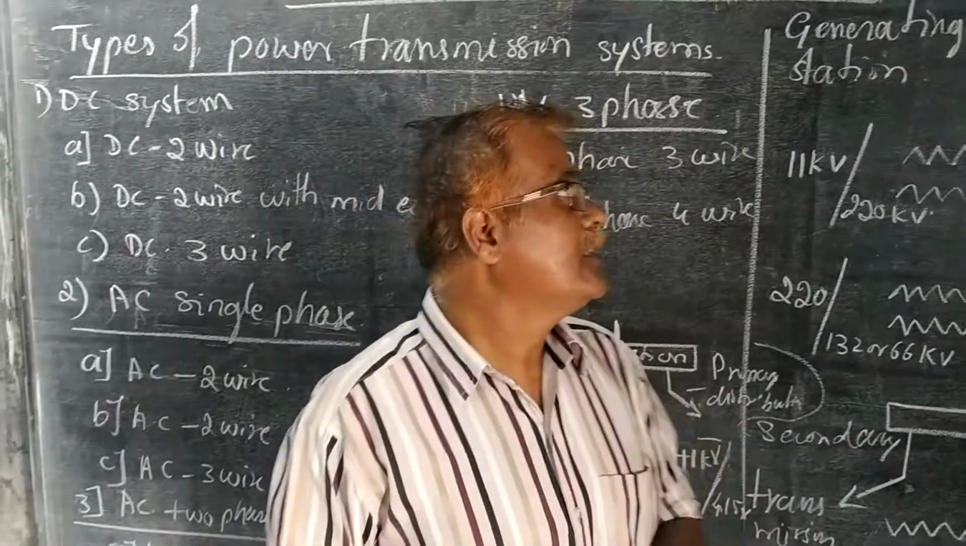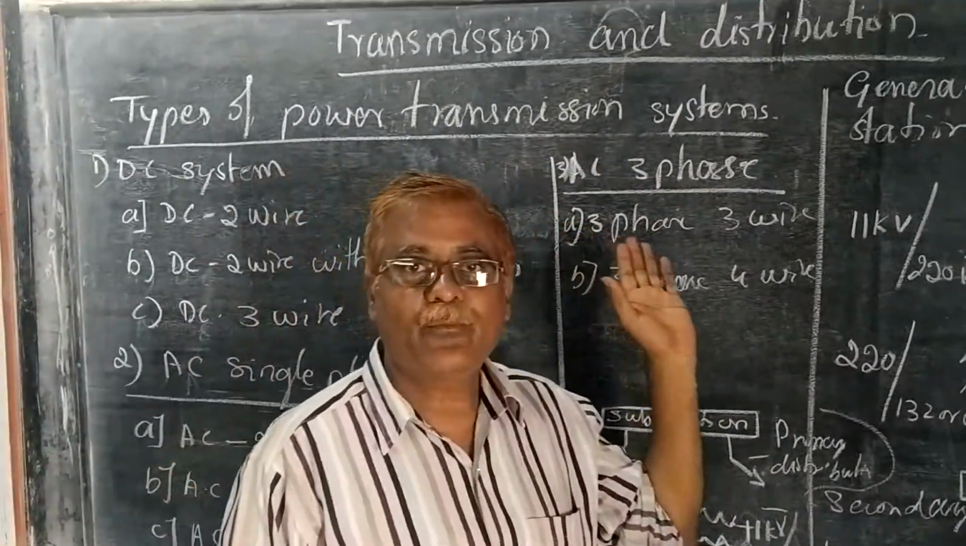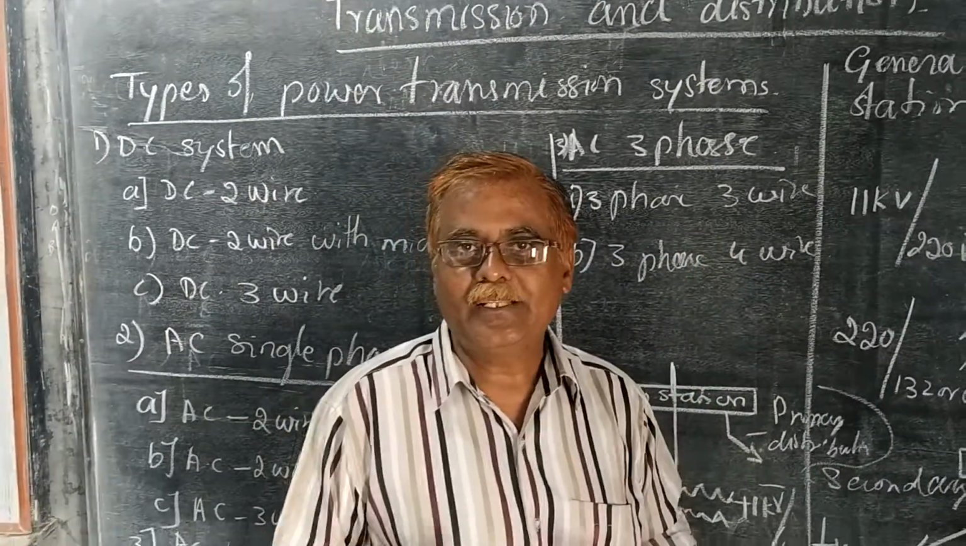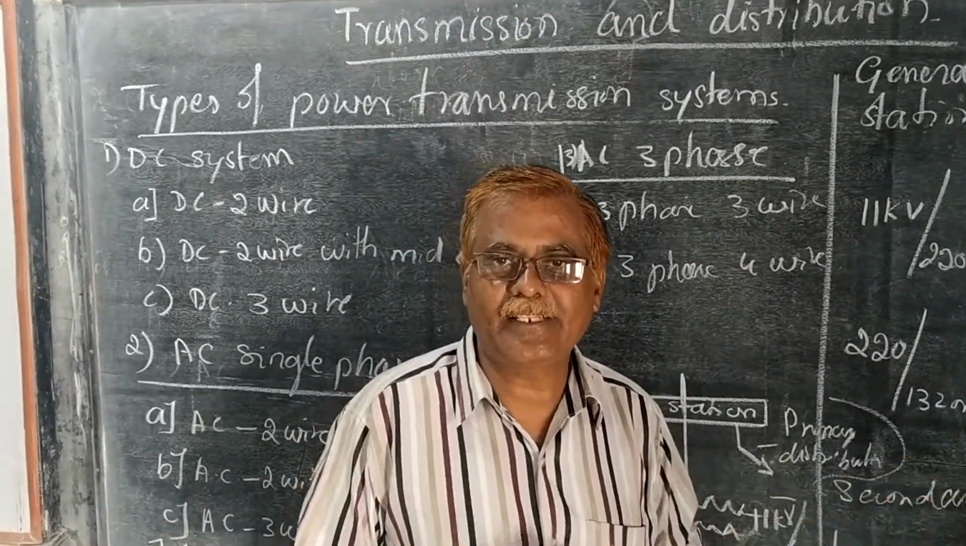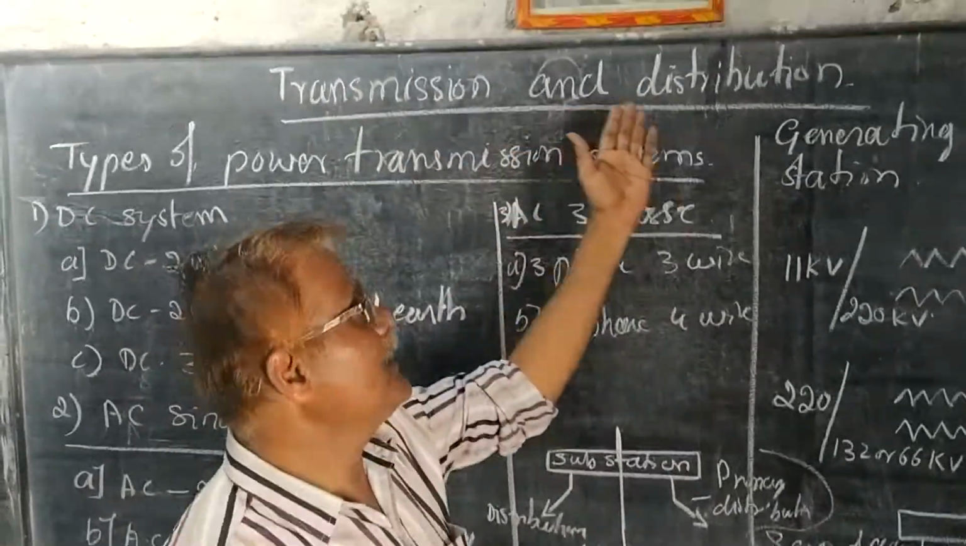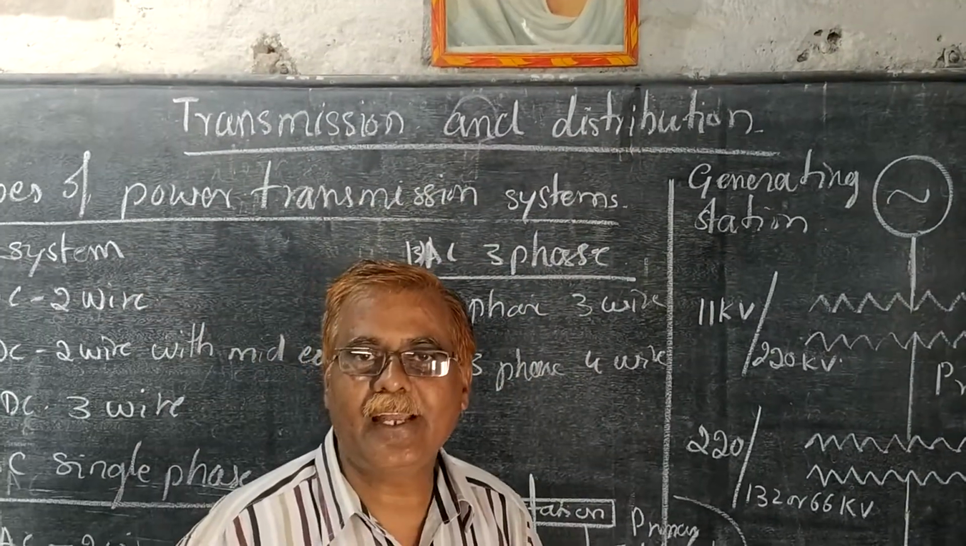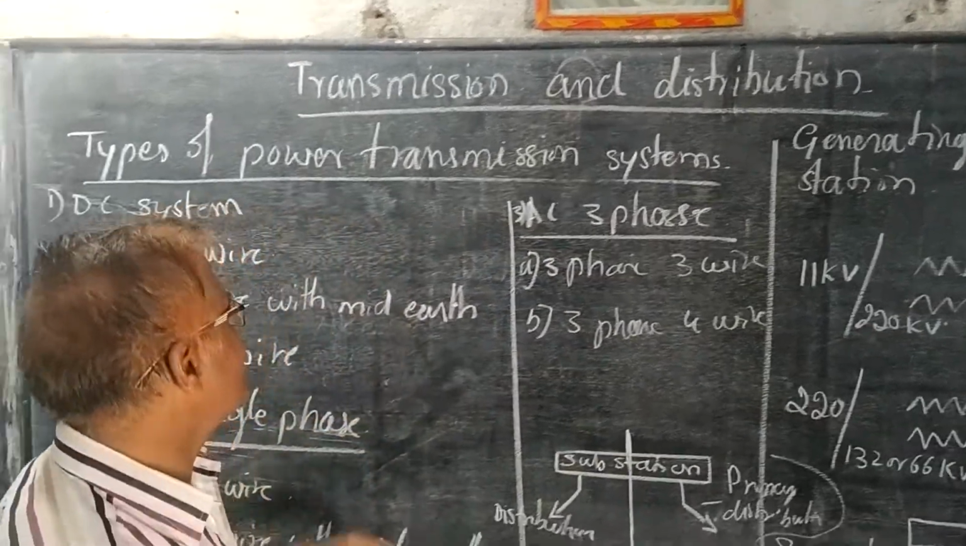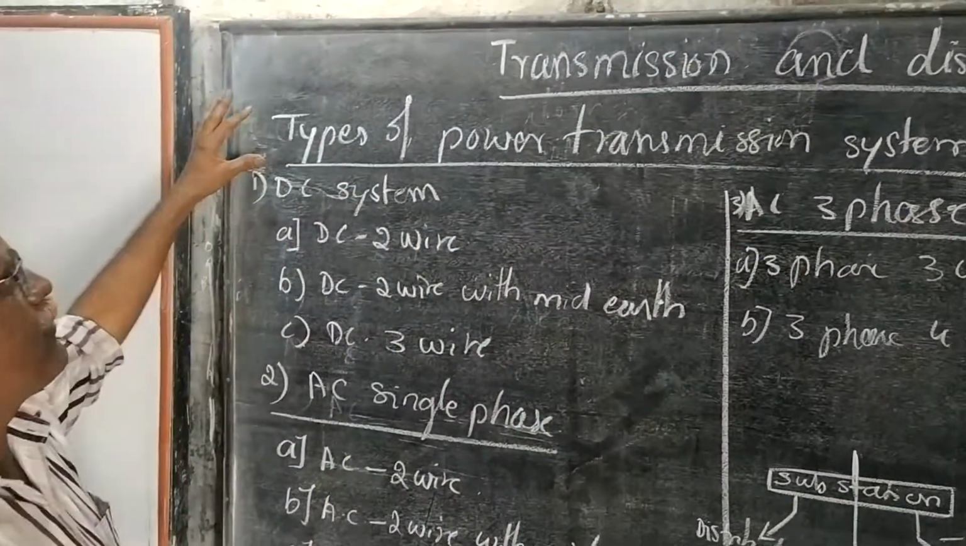So from that generating point to your consumer point, there is a large network. That network is called transmission and distribution. In transmission and distribution, there are types of power transmissions.